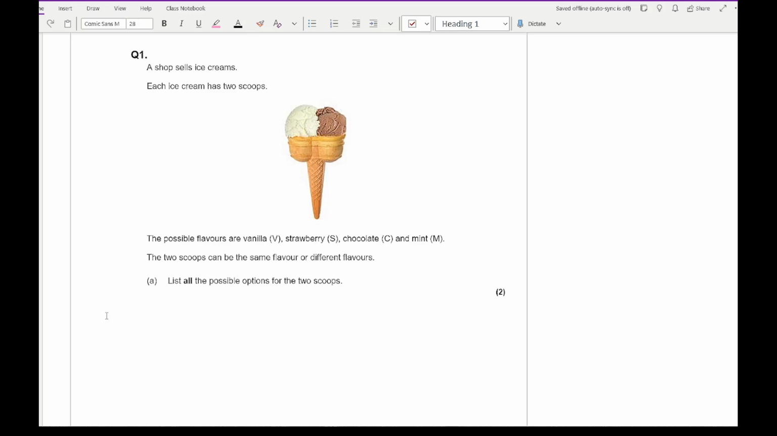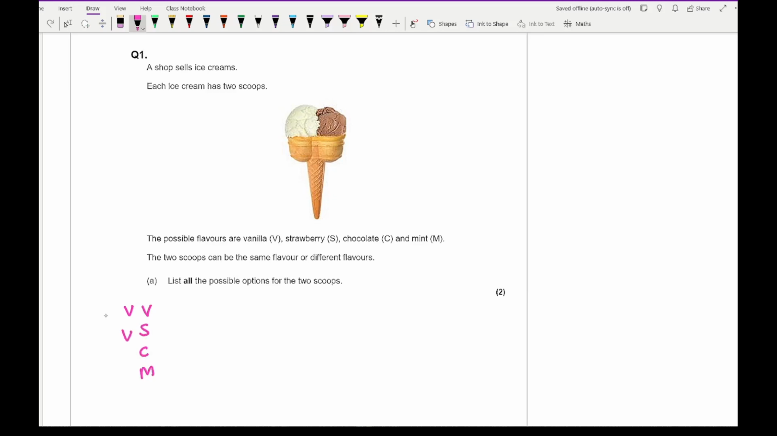List all the possible options for the 2 scoops, and this one's worth 2 marks. Now for this, again, we can just abbreviate by using the first initial, which is the letter. So here I can have vanilla, and then I'm going to go through all the 4 options. So I can have vanilla, strawberry, chocolate, mint, and they're all the options of selecting vanilla first.